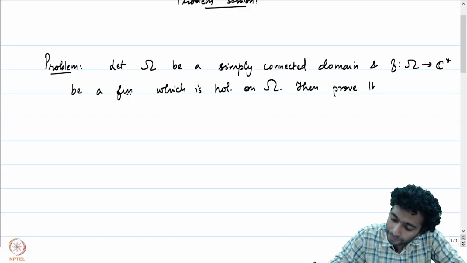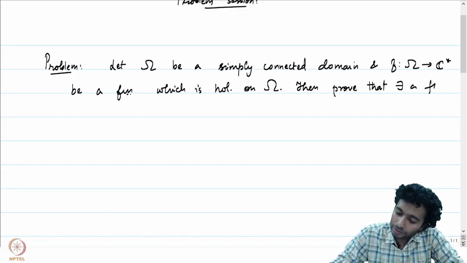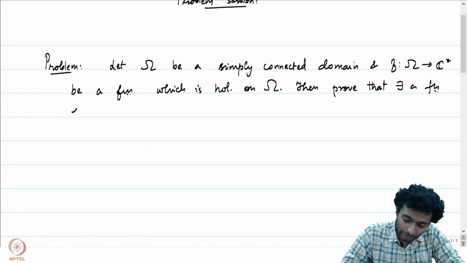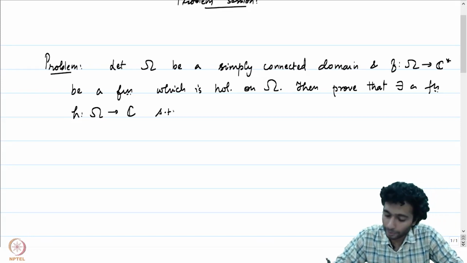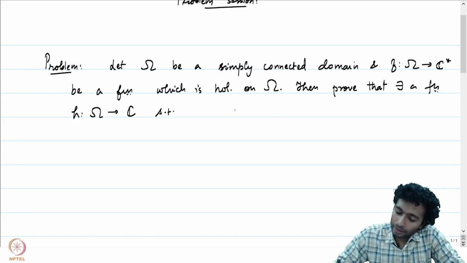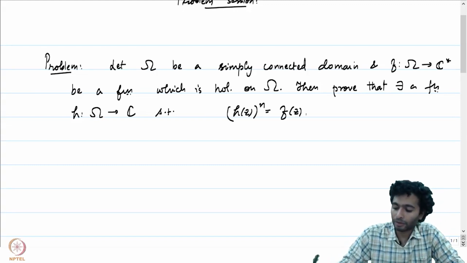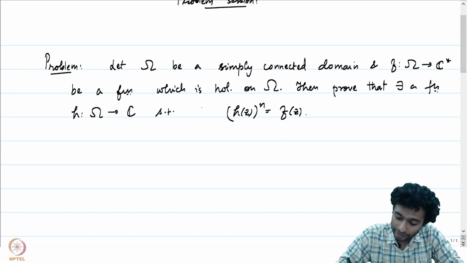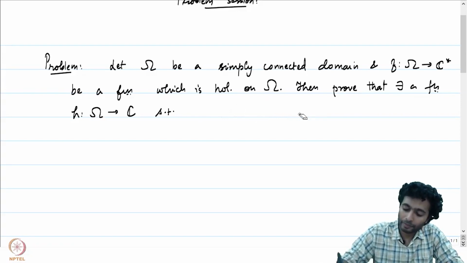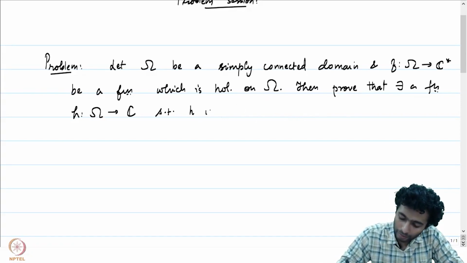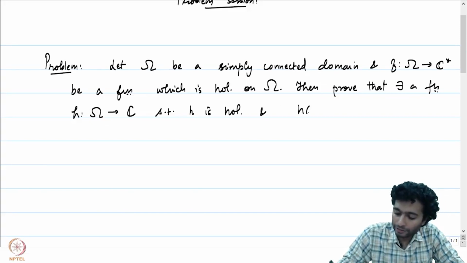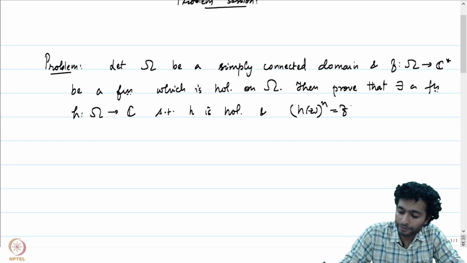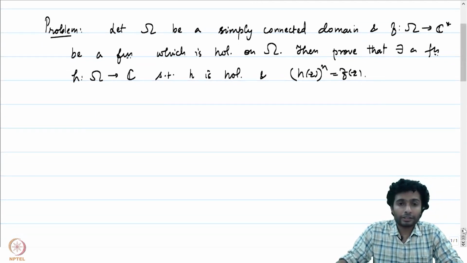Then there exists a function, let's call it h, from omega to C star, such that h of z to the power n is equal to f of z. There exists a function h which is holomorphic and h of z to the power n is equal to f of z. Let's give a proof of this.